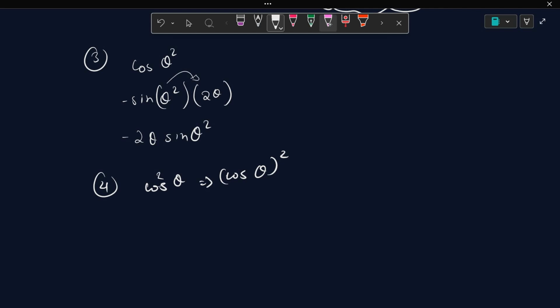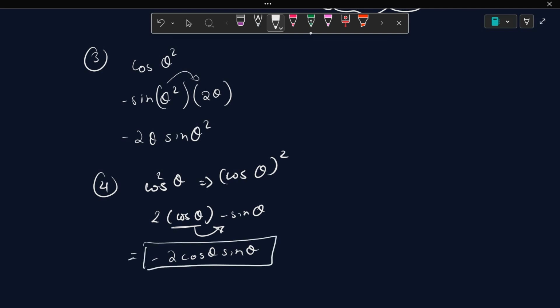So like I said, what we do, we bring the 2 down, and we take the simple derivative like this without taking the derivative of the inside function first. Okay, so simply do like this. And now we're going to multiply by the derivative of the inside function, so negative sine theta. So that is basically gonna be your final answer: negative 2 cosine theta sine theta. All right, that's basically what you have to do.